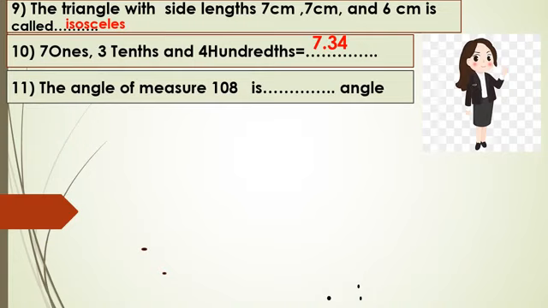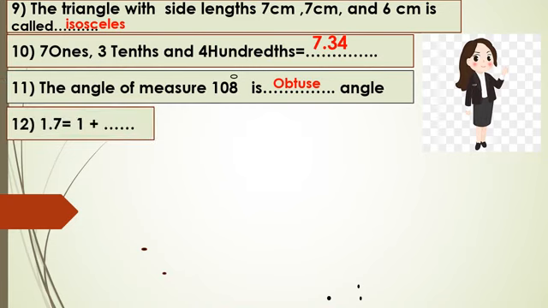Number 11. The angle of measure 108 is what angle? This angle measures more than 90 degrees. So the type of this angle is obtuse angle. We write obtuse angle. Number 12. 1.7 equals 1 plus what? We can cancel 1 from both sides. We get 0.7, or 7 tenths. So we write 0.7.